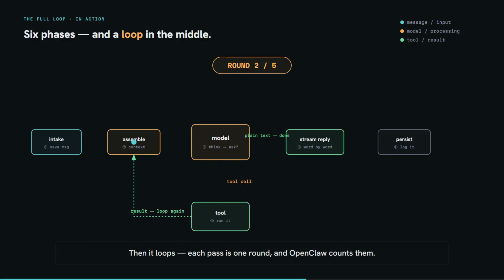New context, including that result. The model thinks again. Maybe it asks for a second tool, maybe it's done. Each pass is 1 round and OpenClaw counts them. The moment the model returns plain text instead of a tool request, the loop breaks, and the reply streams back to you, word by word, so you watch it work instead of staring at a spinner.